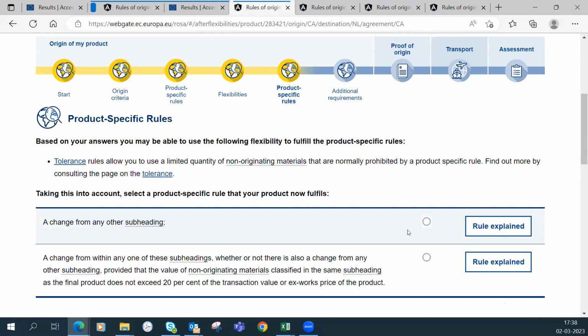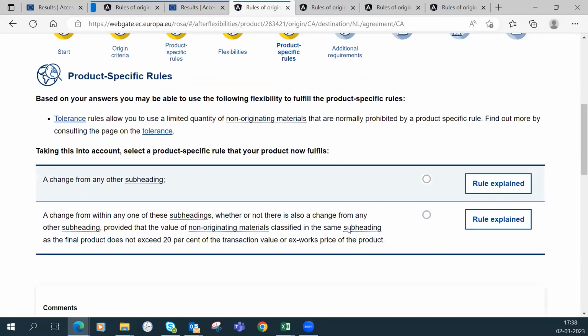And then the machine tells you that, based on your answer, it seems that you may use one of the flexibilities that you have mentioned to fulfill the PSR. And now you have to say which rule you can fulfill. For example, taking into account the tolerance, I can fulfill this rule, change from any other subheading. I click here.